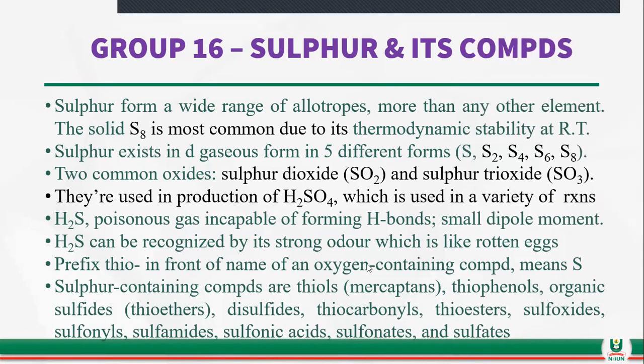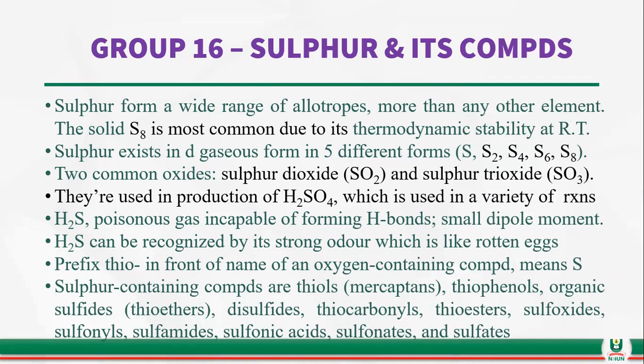There are so many other compounds of sulfur that can be formed, organic and inorganic in nature. We have the thiol, we have thiophenol, we have organic sulfide, we have disulfide, so many of them, alcohol and thiol. Thiol means when an alcohol OH becomes SH. Mercaptan is a compound of alcohol that has SH instead of OH. You can call it thiol or you can call it mercaptan.